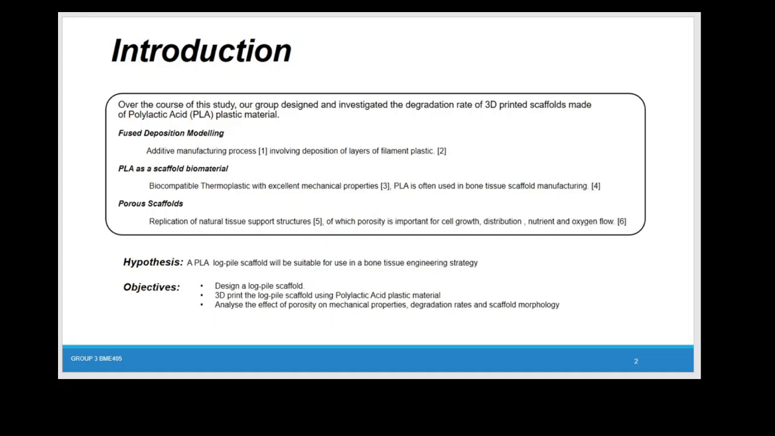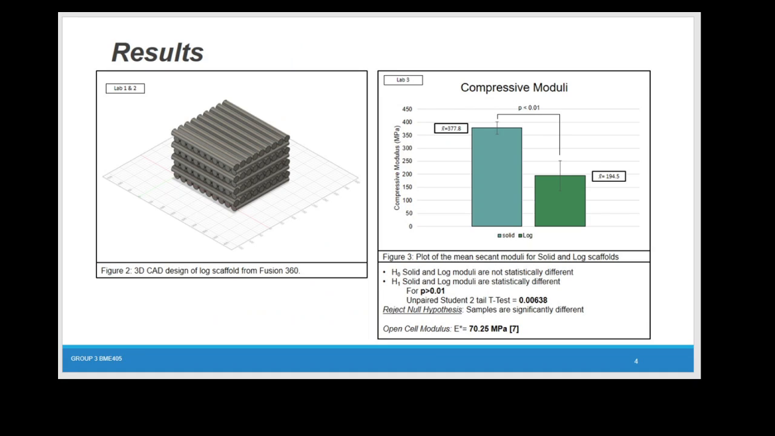We will be examining the porosity of the scaffolds, which is important because the body's natural ability to regenerate needs to be able to regenerate into the pores, and this depends on the size and quantity of pores available when producing the scaffold. Our hypothesis for this is that the PLA log scaffold is sufficient for use in bone tissue as opposed to solid scaffold.